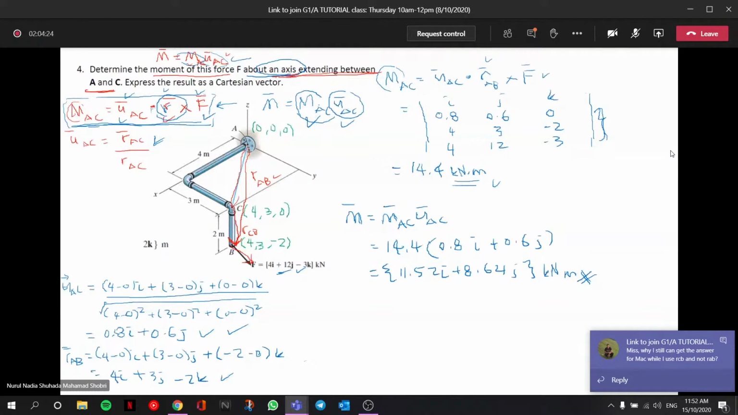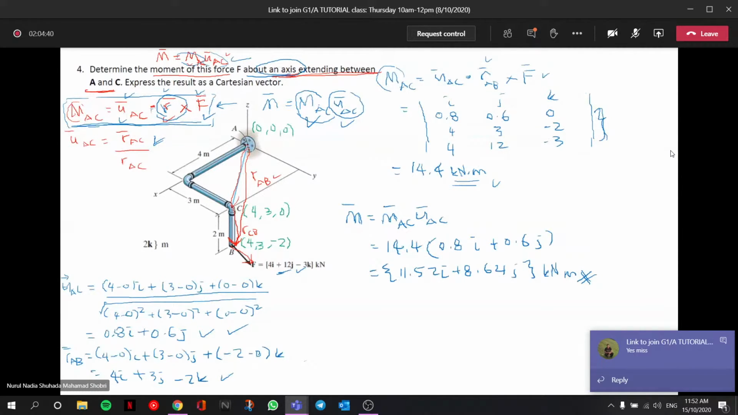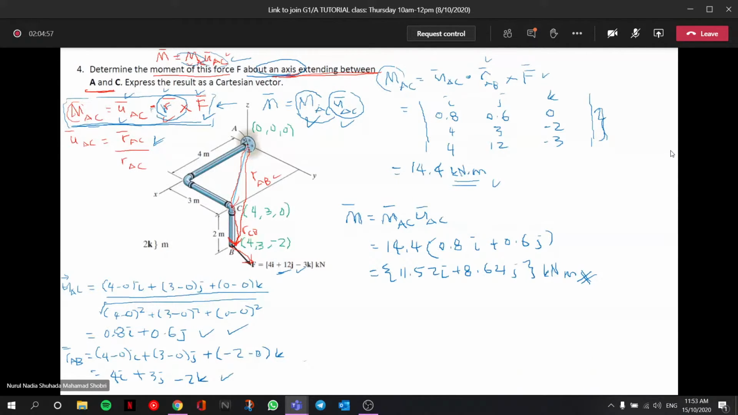Why can we still get the answer for MAC while using RCB instead of RAB? This one is question number 4, right? Because it is in line with B, parallel, that is why you get the same answer. You mean RAB and RCB here? You guys are supposed to get the same answer because I calculated it before.